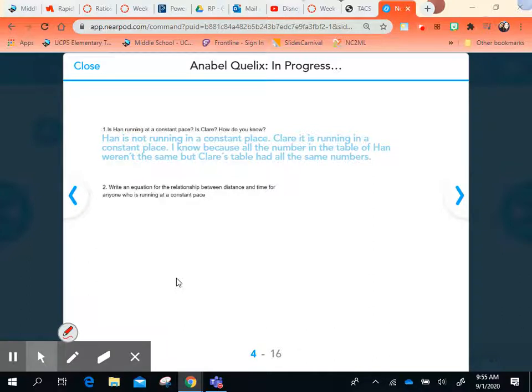So remember, we looked at those two tables. In the first one, our numbers were all different. In the second one, our numbers were all the same. So how do you know? I know because all the numbers in Han's table were not the same, but Claire's table had all the same numbers. You could also write, because I know that Han's table was not proportional and Claire's table was proportional. Or you could write, when I divided y by x in Han's table, it gave me different answers, and Claire's gave me the same. Okay?